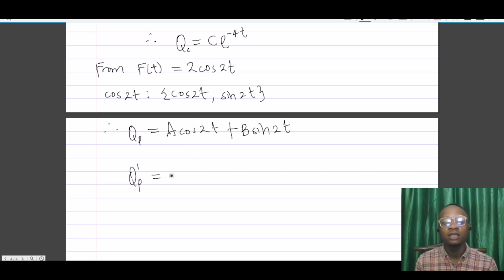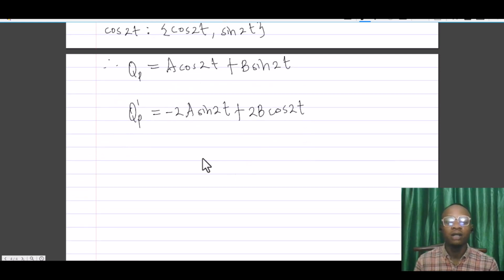Derivative of cos 2t, that is minus 2a sine 2t. Derivative of sine 2t, that will be 2 cos 2t, so this will be plus 2b cos 2t. So with that, we're good to go. We will now substitute into the given equation.